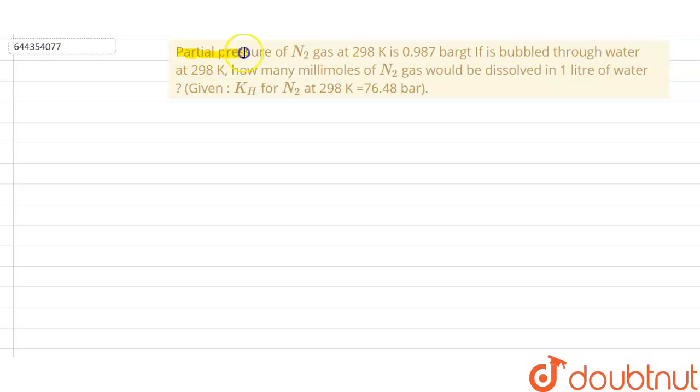So our question is: the partial pressure of N2 gas at 298 Kelvin is 0.987 bar. If it is bubbled through water at 298 Kelvin, how many millimoles of N2 gas would be dissolved in 1 liter of water? And we have been given the value of Henry constant for N2 gas at 298 Kelvin as 76.48 bar. First of all, we try to know what is Henry's law.